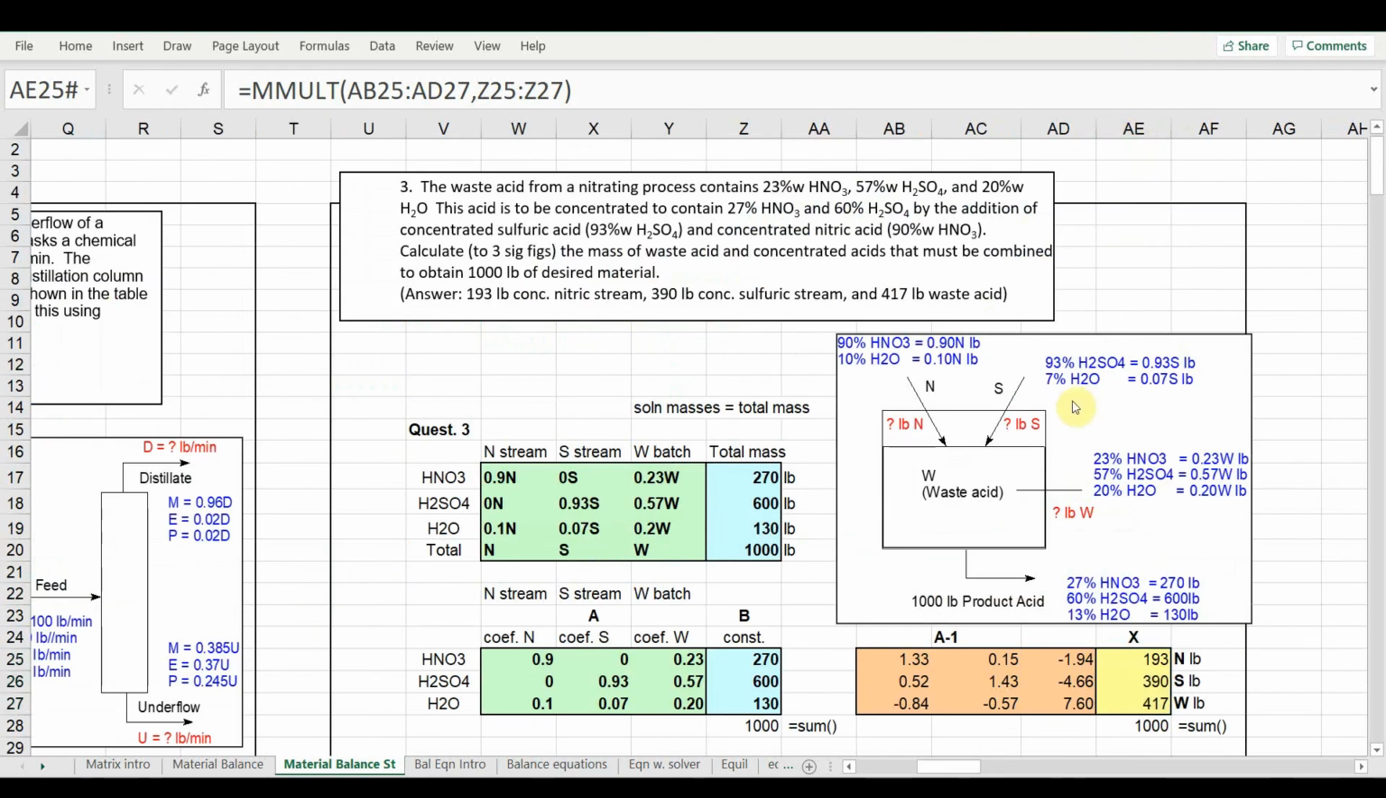And I will leave you to solve the remaining two problems, which are very similar to this one.